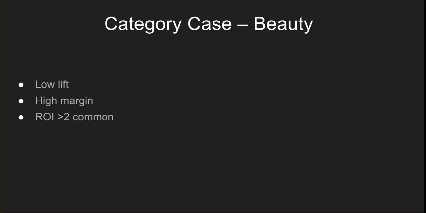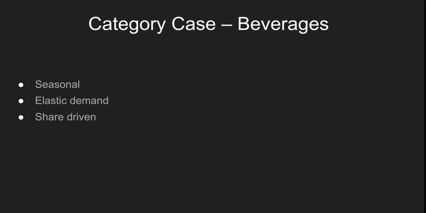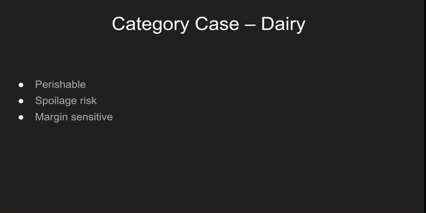Let's talk about the third category, beverages. Beverages spike in summer because this is seasonal. Promotions are used to gain market share, and the margins are moderate, so spend must be controlled in a technical way. Let's talk about dairy. Dairy adds perishability risk. If execution fails, the spoilage eats the profit, so TPM models waste as part of the ROI.